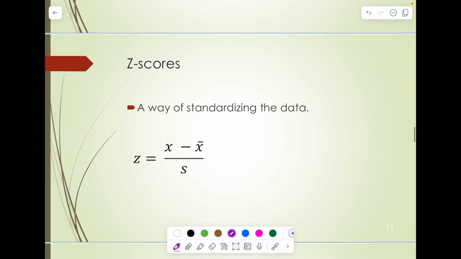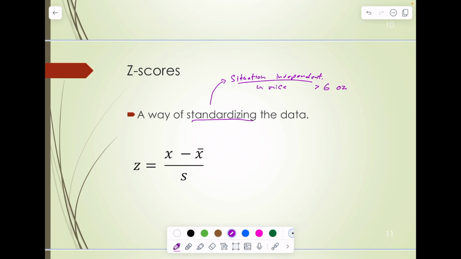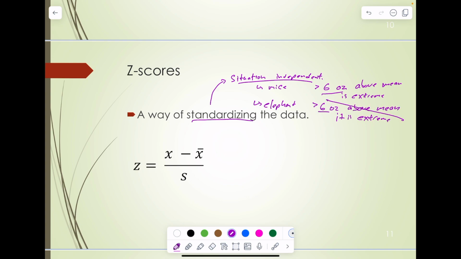Okay, now let's talk about z-scores. Z-scores are a way of standardizing data. What do I mean by standardizing? Well, standardization carries with it this idea of being situation independent. So for mice, 6 ounces above the mean is extreme. This number is associated with the context of it being mice. So it's not true that if an elephant is greater than 6 ounces above the mean, it is extreme. So this 6 ounces is not standard. When we talk about standard, we mean something that can be applied to all sorts of different data sets.